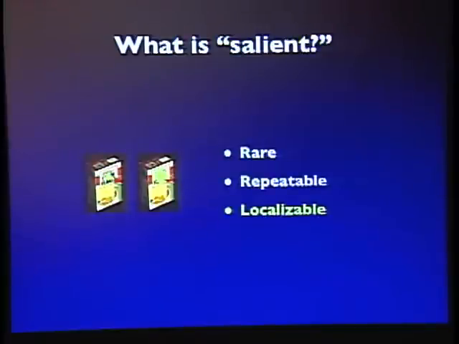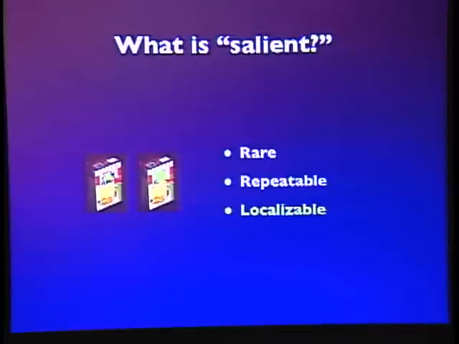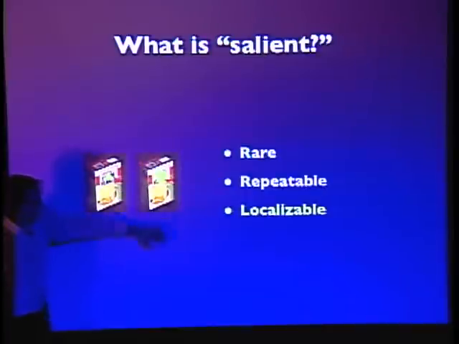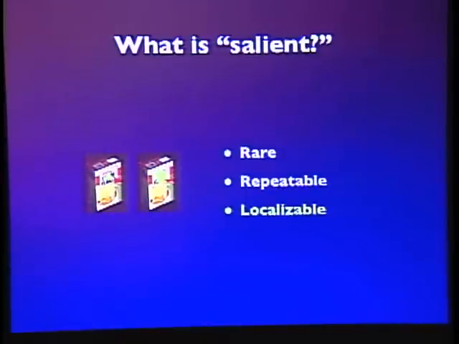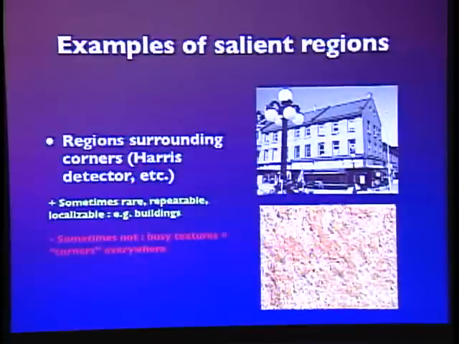And it should be localizable, which is to say that, well, this just gives an example of that. If there's an interesting part of the region of the image that's right here, it should always say that this region is this size. It shouldn't oscillate between being small in one image and being large in another image. So rare, repeatable, and localizable.